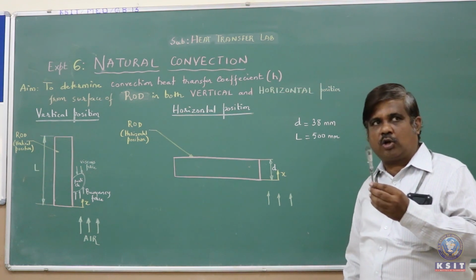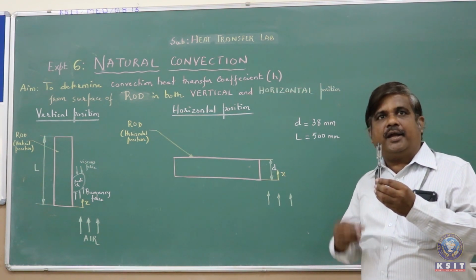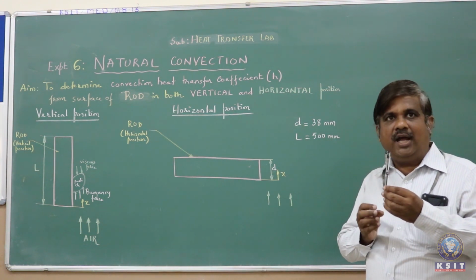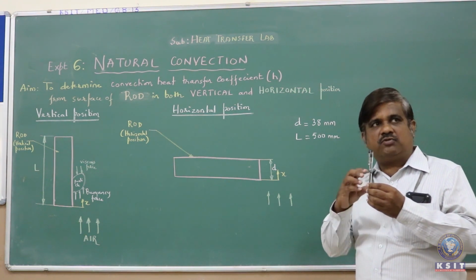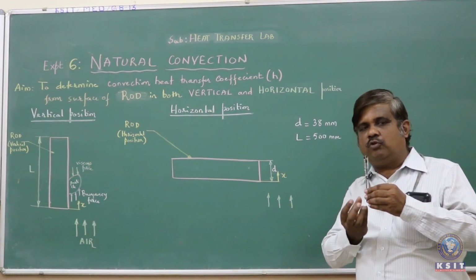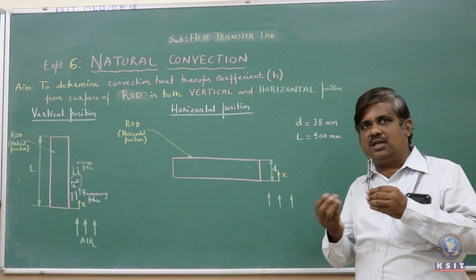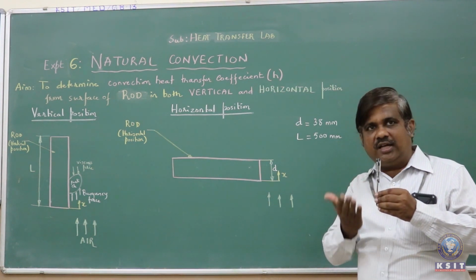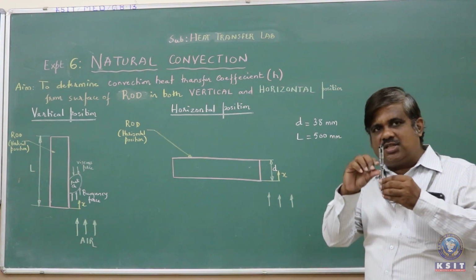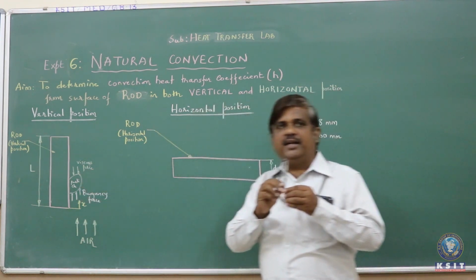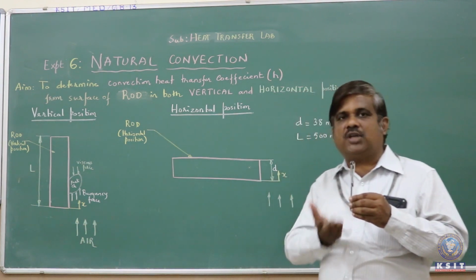Suppose we have the rod, and it is hot. The air is passing over this rod. Due to heat transfer between the surface and the fluid, that is air, which is flowing over the surface, the fluid particles take heat and their temperature will increase. As temperature increases, the density of the fluid particle decreases, hence it moves up.